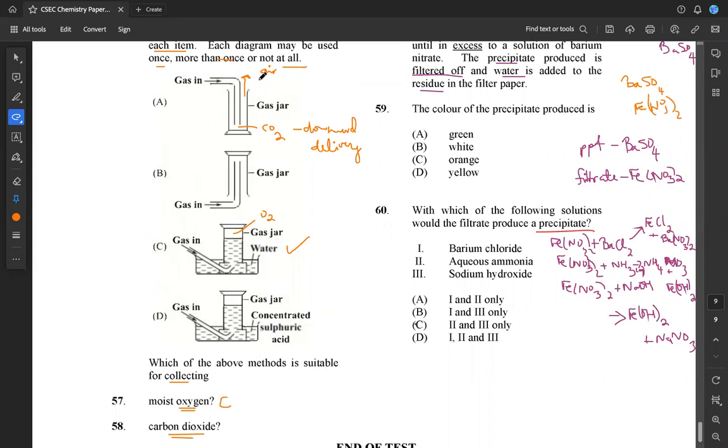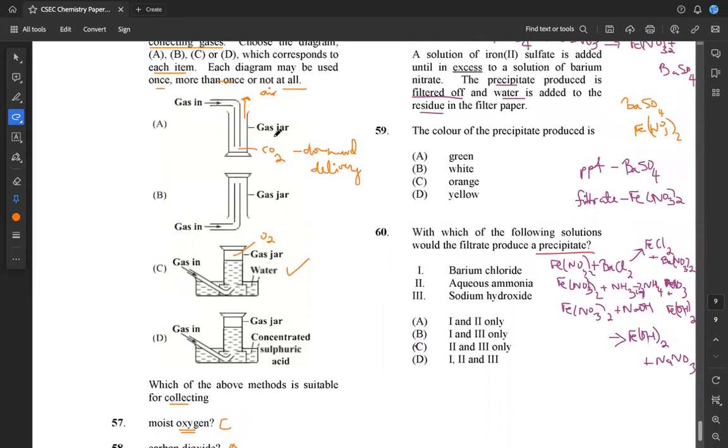All right. So that is, what's that? That's going to be A, right? So our answer for 58 is A. That's downward delivery because the CO2 is more dense. It's going to fall down to the bottom and the air is going to go up, right? So A is 58. Okay?